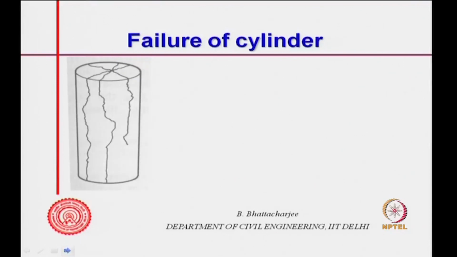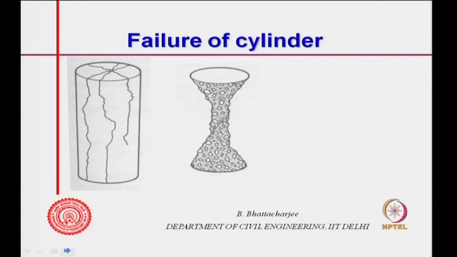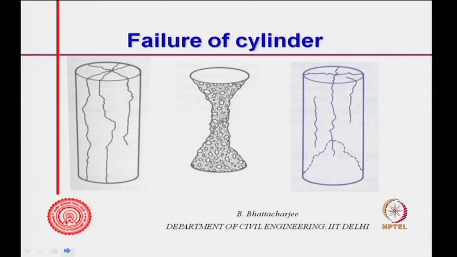So, on failure of the cylinder, you will always see vertical cracks somewhere. You might see something of this kind, and you might see something of this sort of thing. So, you see cylinder failure pattern is something of this kind, all right. That is because in this portion there is hardly any platen effect, and therefore, it shows a vertical failure pattern.